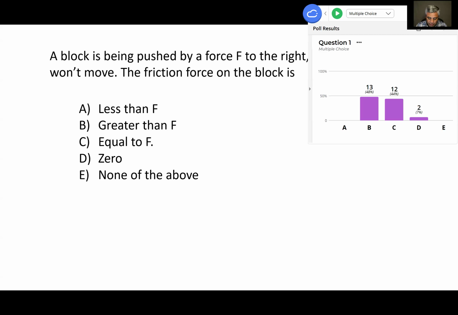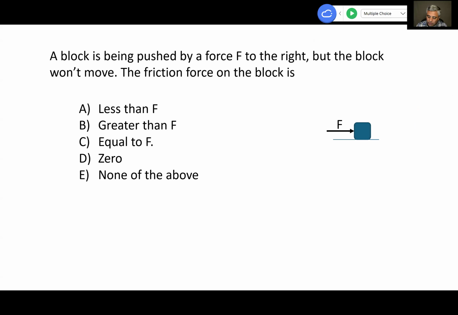So B and C are kind of competing with each other. B got one more vote, so greater than F. It seems like we are pushing, it's not moving, so that force must be bigger, right? It must be pushing with a bigger force. That's what it seems like, okay?